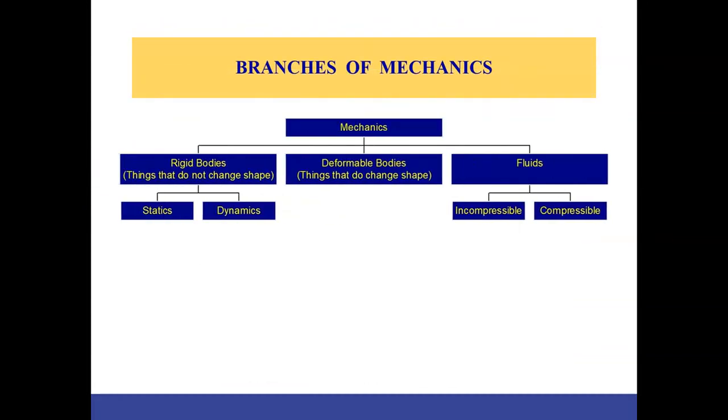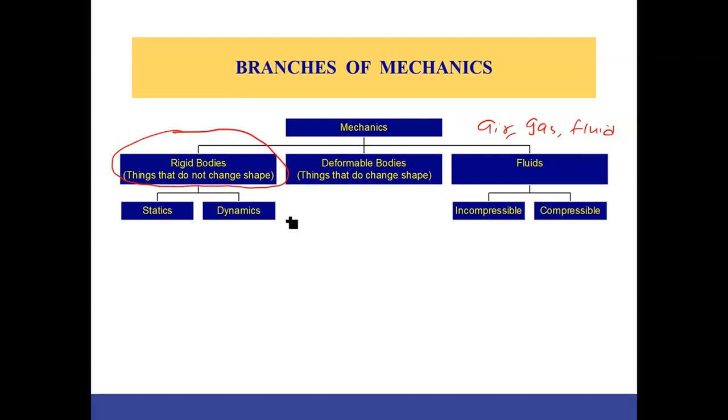There are different branches of engineering mechanics depending on the type of the body. If the body does not change shape when the forces are applied to it, then we call it rigid body dynamics. When a body changes shape when forces are applied, it's called deformable body mechanics. And when the body is either a gas or fluid, that is called fluid mechanics. Now, for the purpose of the engineering statics course, we will focus only on rigid body mechanics.